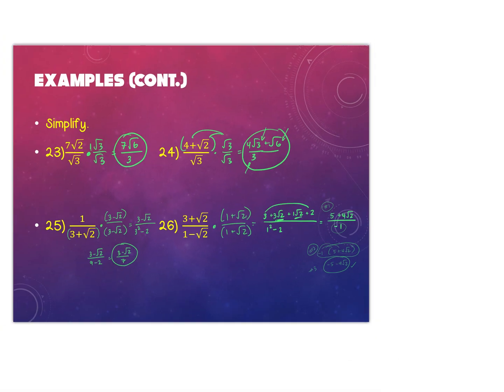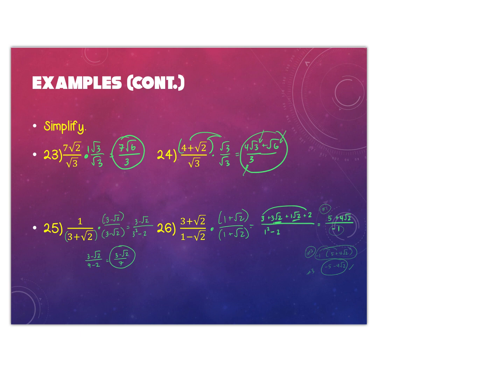And that's it. So that's the rule, again, of rationalizing a denominator with a square root and rationalizing a denominator with a radical expression like 3 plus radical 2 or 1 minus radical 2.